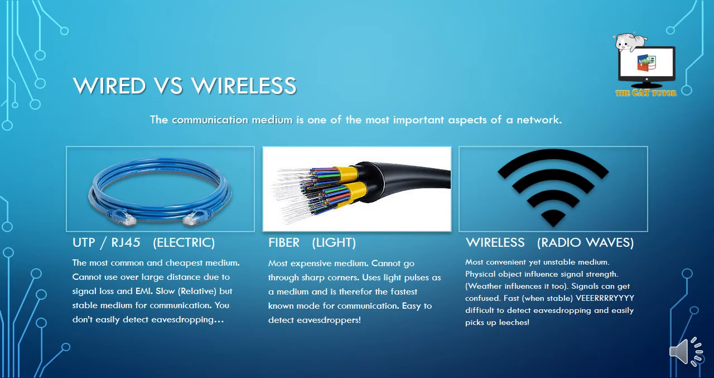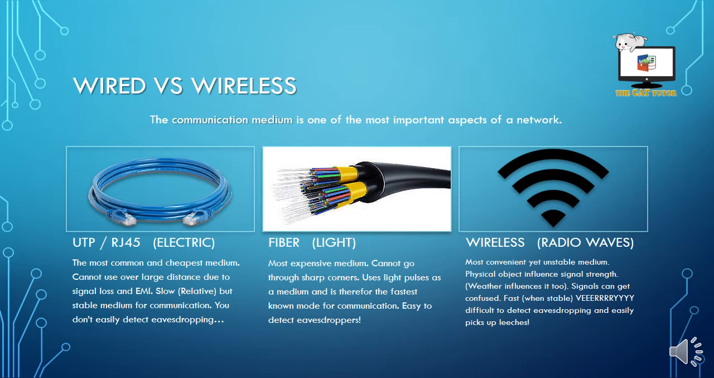Wired versus wireless connections. The communication medium is one of the most important aspects of a network. As before mentioned, UTP, which can also be called RJ45s. The RJ45 is the connection point of UTP cables, well, the most common one anyway. It makes use of electric signals, the most common and cheapest medium by far. However, the risk of this medium is everybody wants to steal it.